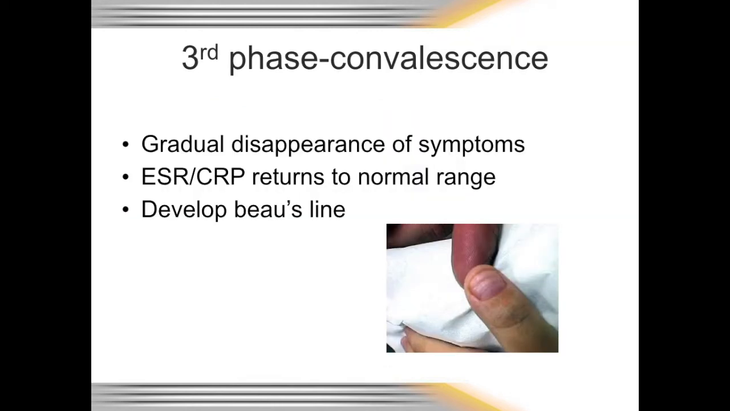In the third phase of the illness, they have the convalescent period. So gradually, the temperature is going down, the skin is no longer peeling, the sed rate and the CRP levels are going to return to a normal range, and they have what we call the Beau's line, and that's what this line is across this child's thumb.